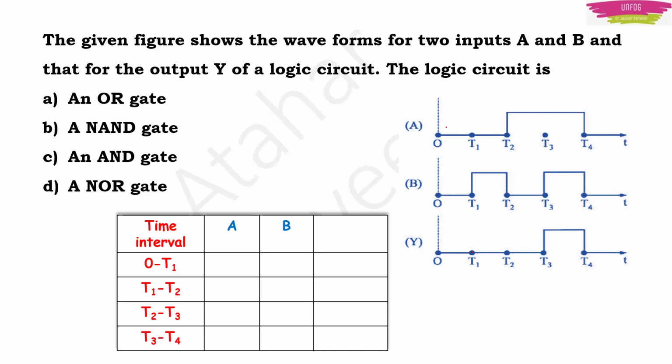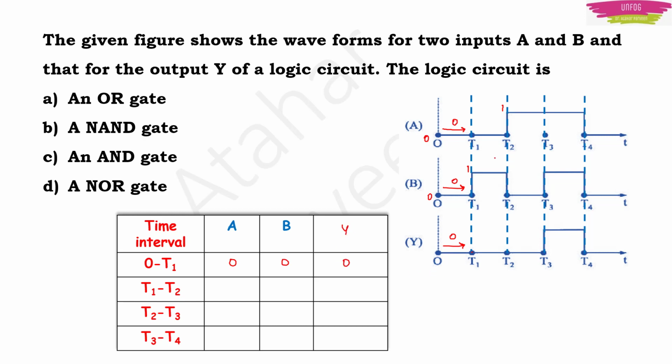So from 0 to T1, your input A will be 0. From 0 to T1, input B will be 0. And from 0 to T1, output Y will be 0. This is what this waveform says. You can also draw lines like this. The low state is for 0. The high state is for 1. Okay. Now first thing is, from 0 to T1 time interval, both our inputs were 0 and our output was also 0. Now coming to T1 to T2.